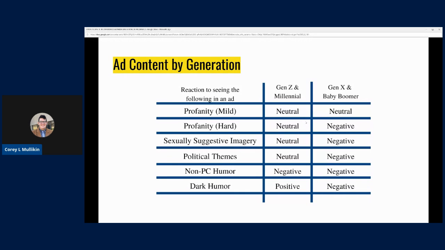Non-PC, PC standing for politically correct, is anything that would not be right. So this might be slight sexism, slight racism, or exaggeration of a race, generalization of a race. So Asians are good at math, that kind of stuff. The only positive was dark humor, and I think this has a lot to say about Gen Z and Millennial.